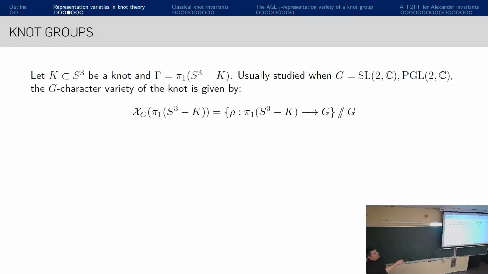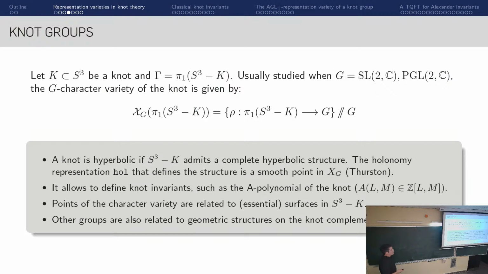And that's the character variety that has been most studied in the context of knot theory, and the definition is the one I just gave: representations of the fundamental group of the complement into G, and then you quotient out by the G action. And well, the main reason probably is hyperbolic geometry. Knots can be classified into torus knots, hyperbolic knots, and satellite knots. And hyperbolic knots are those such that the complement S3 minus K admits a complete hyperbolic structure.